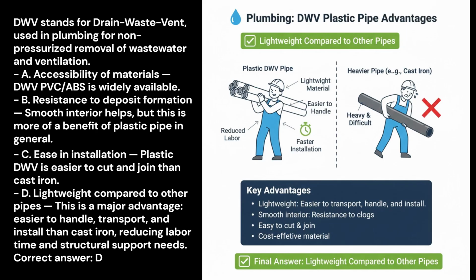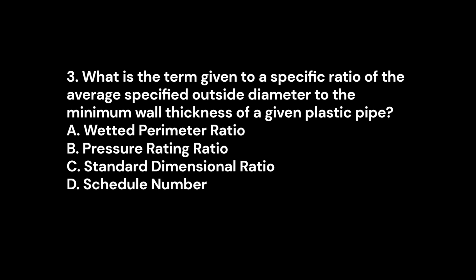D. Lightweight compared to other pipes. This is a major advantage, easier to handle, transport, and install than cast iron, reducing labor time and structural support needs. In many plumbing trade contexts, lightweight is cited as the biggest practical advantage for DWV plastic pipe in residential systems. Correct answer, D.